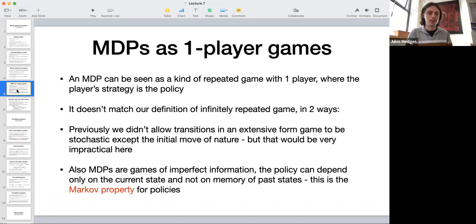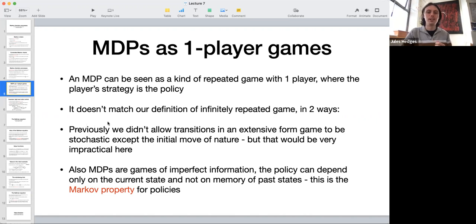I'm about to show you a picture of this so you can clearly visualize what these things look like. So let me say that a Markov decision process can be seen as a kind of repeated game with one player, where the strategy is the policy. So this is a little bit different to other kinds of game that we've seen before. Specifically, this doesn't match our existing definition of an infinitely repeated game in two different ways.